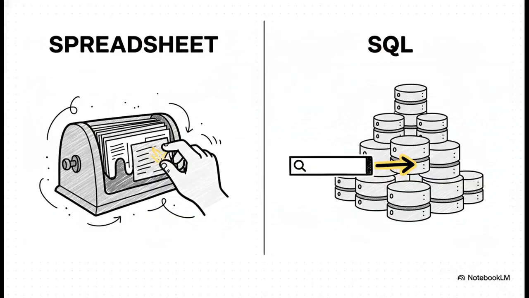Think of it this way. Using a spreadsheet is kind of like sorting a single deck of cards by hand. SQL, on the other hand, is like telling a supercomputer to instantly find every single ace in a million decks of cards. It's that huge leap from manual work to these powerful, automated requests that can even link different data sets together to find hidden connections.